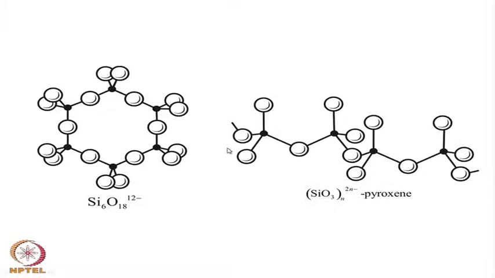It can also have much larger rings, like 6 of them forming a hexagon kind of ring, a kind of benzene ring. So, 6 of the tetrahedra have joined together, and 6 of the oxygens have been shared between 2 neighboring silicon ions, and therefore there are 6 bridging oxygens forming a hexagonal ring, and the net negative charge is 12 minus. Si6O18 12 minus.